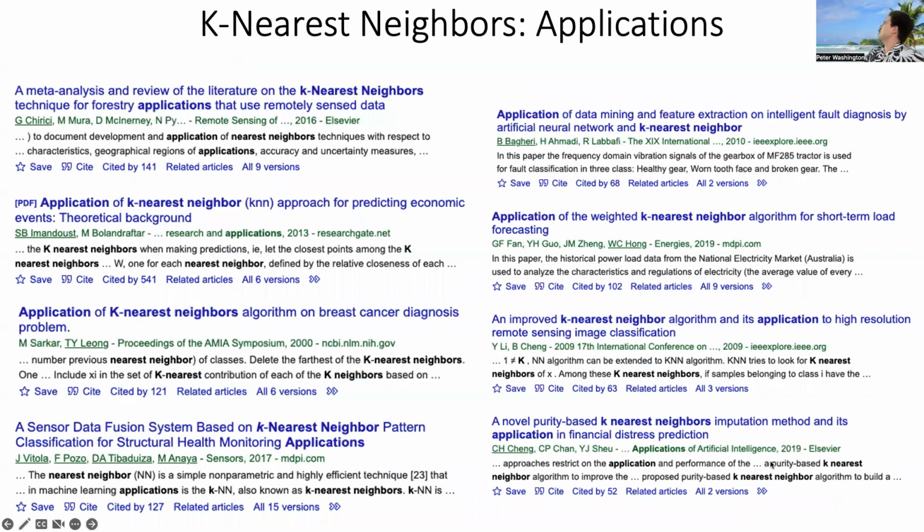So for the rest, I won't show Wikipedia, but if you search on Google Scholar, and I just chose the top appearing papers that are application oriented, you see that all these other algorithms are used in many ways. So k-nearest neighbors: forestry applications, predicting economic events, breast cancer diagnosis, structural health monitoring, forecasting, load forecasting, remote sensing, image classification, financial distress prediction. That's just a small subset of what appeared on the first couple of pages, but k-nearest neighbors is used in a lot.